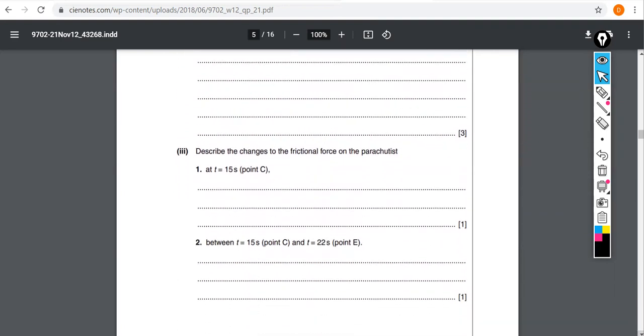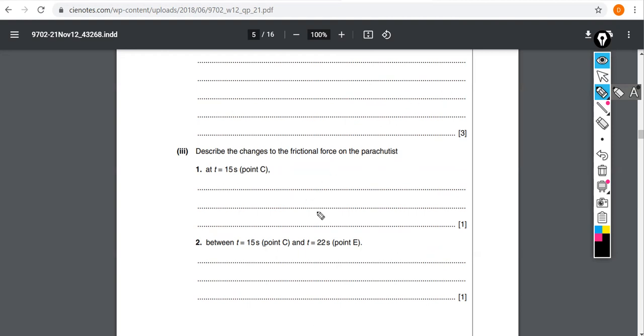Now it says, describe the changes to the frictional force on the parachutist at t equals 15 seconds, so at point C. The frictional force is drag. So drag is friction with air. Like you're crashing into air. So the frictional force is the drag force. All right, so at point C, it's 1 mark. What is the change to the frictional force?